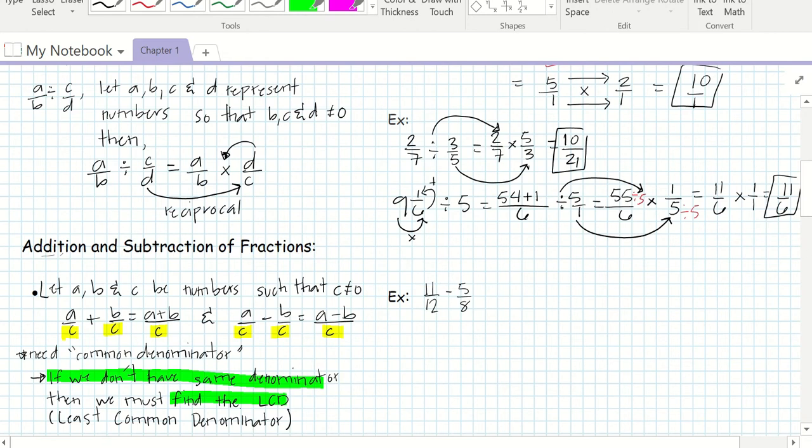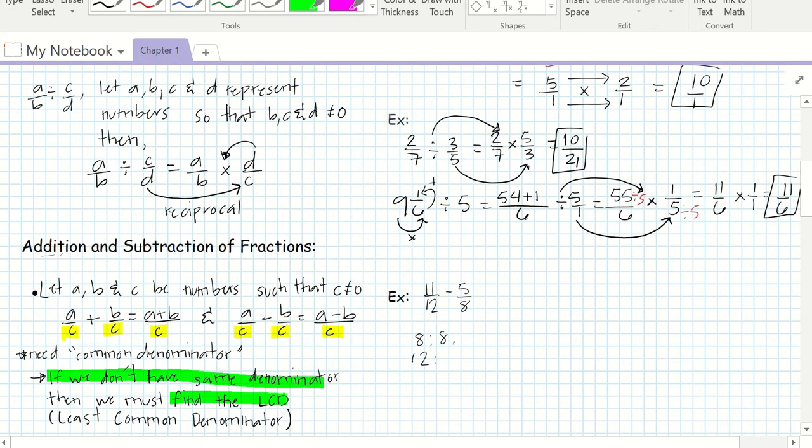So here we have 11 over 12 minus 5 over 8. I can see I have 12 and I have 8, right? So we don't have the same denominator. We're gonna have to find the LCD. So how do I find the LCD? Well, the first thing that I'm gonna do is go ahead and place down the times tables of 8 and 12, so the times table of both denominators.